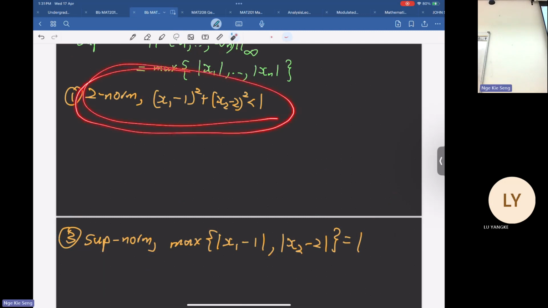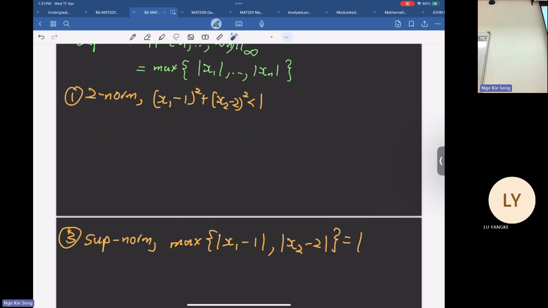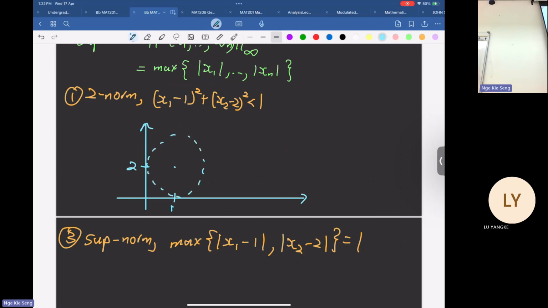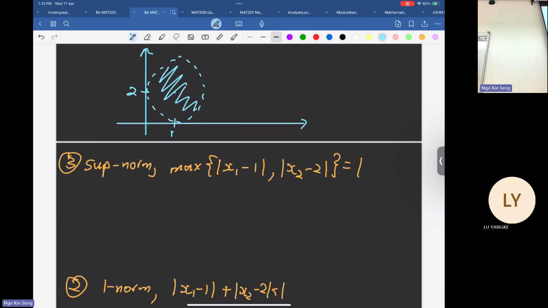First of all, does everyone agree that in the 2 norm we have this inequality here? Agree? When this is equal, this is exactly the unit circle. If it is less than 1, you take everything inside the unit circle. So let me quickly plot this, for center (1, 2), unit 1. You'll be touching here, and then here, so inside here. Just a sketch, not very round. Apologize for that.